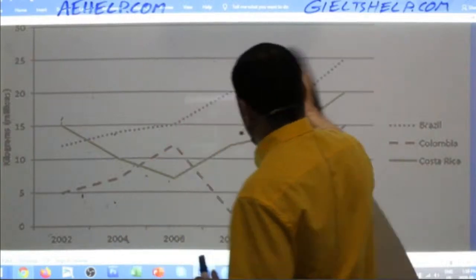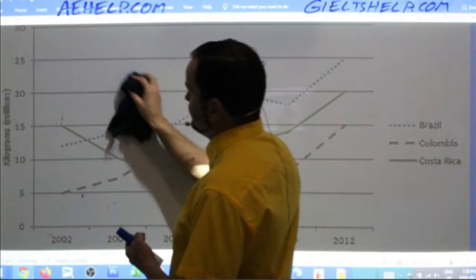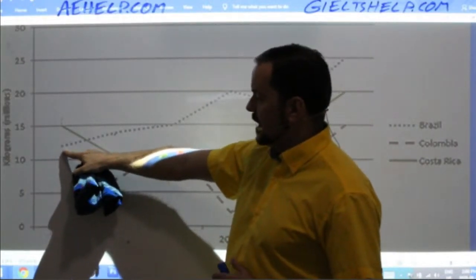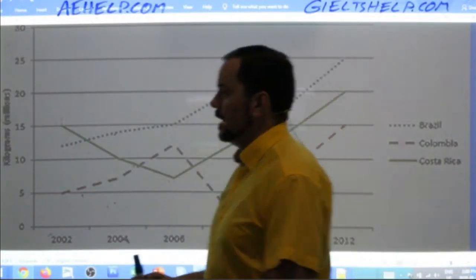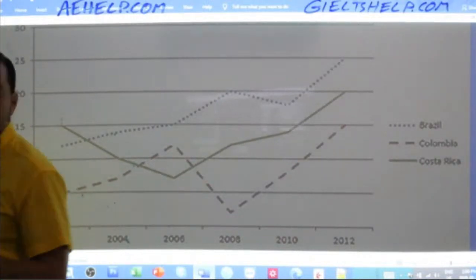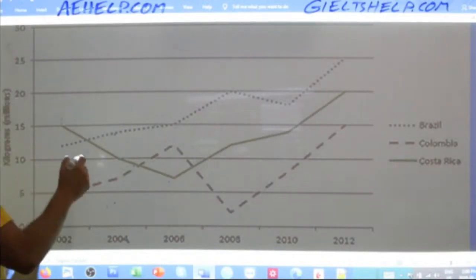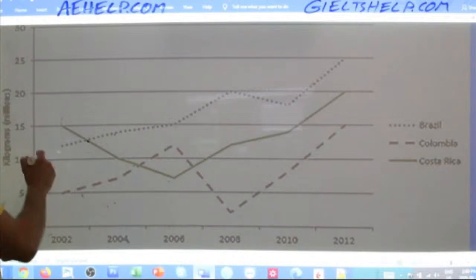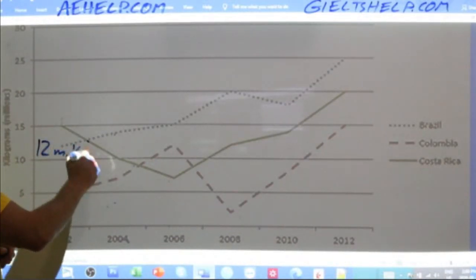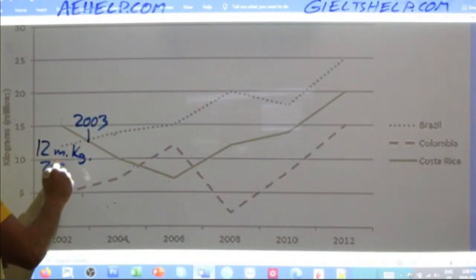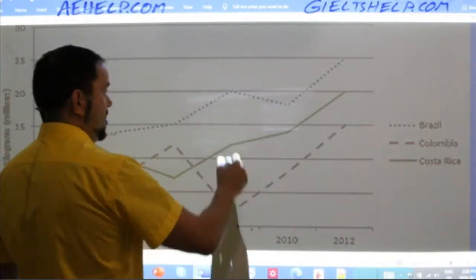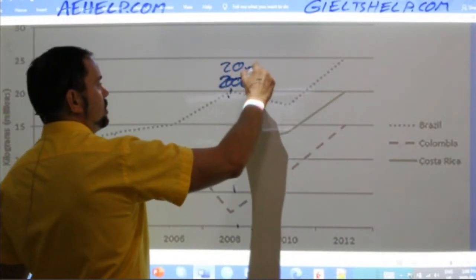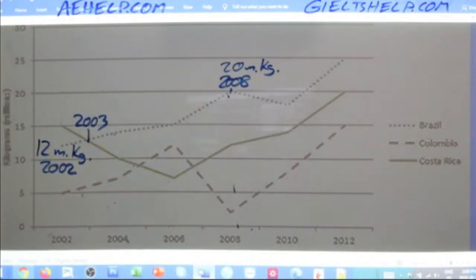All right, so let's start with the first bit here. So let's start with Brazil, which is at roughly 12 million kilograms, which more accurately is 12,000 tons, okay, of coffee exports in 2002, okay, and then very quickly in 2003, surpassing Costa Rica, okay. So here we have 12 million kilograms, okay. This is 2003. This is 2002. And then here by 2008, we have 20, okay. 20 million kilograms. All right. And then at the end, we have 25.